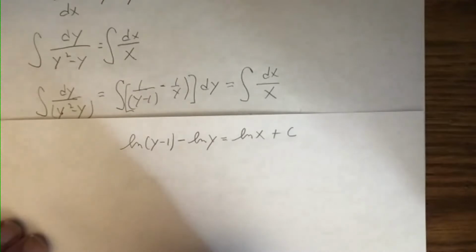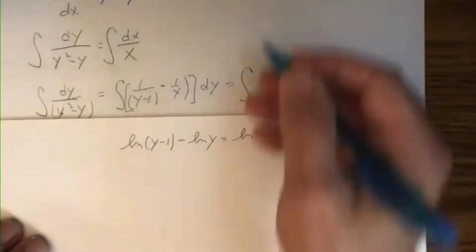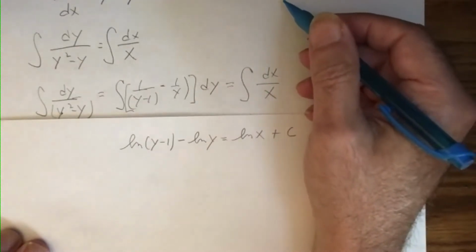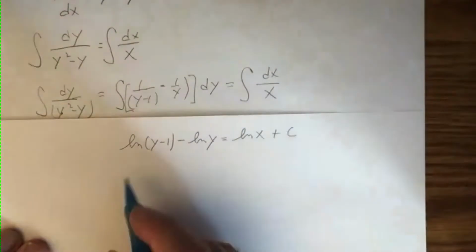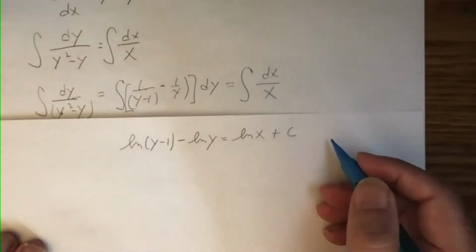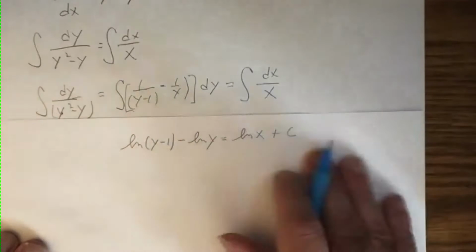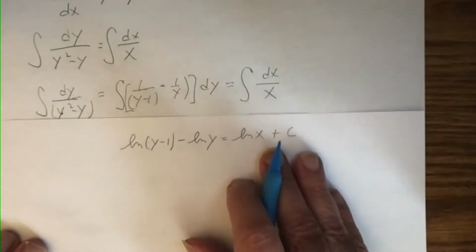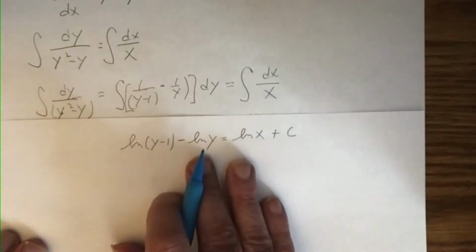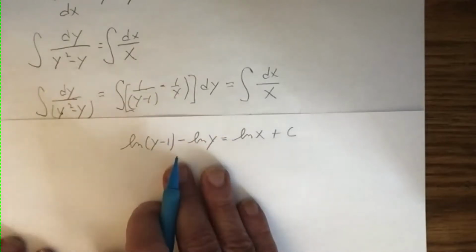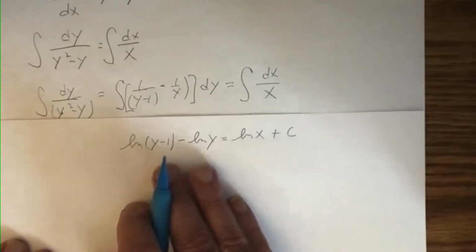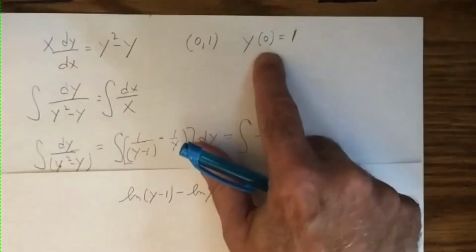So now, let's see. I want to apply this initial condition. I want to get rid of the logarithms. Actually, this would be okay if we wanted an implicit solution. This would be a good answer if we're looking for an implicit solution. But if I wanted an explicit solution, I'd have to solve this for y. So let me go ahead and solve this for y to get an explicit solution, and then apply the initial condition that I have here.